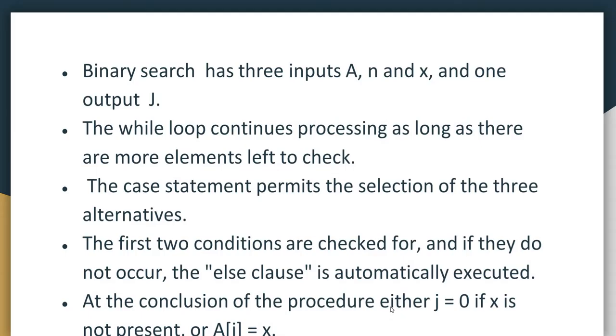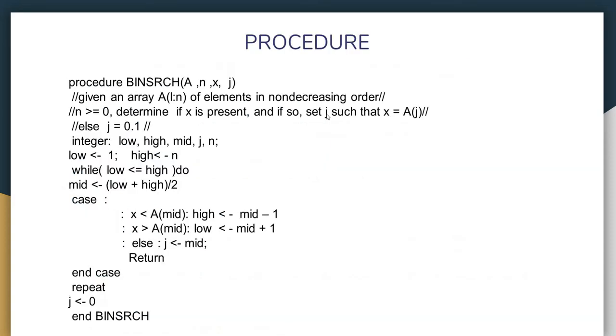problem. Binary search has three inputs A, N and X and one output J. Here A is the array name, N is the number of elements in the list and X is the search value, that is the key value. The while loop continues processing as long as there are more elements left to check. The case statement permits the selection of the three alternatives. The first two conditions are checked for, and if they do not occur, the else clause is automatically executed. At the conclusion of the procedure, either j equals 0 if x is not present, or A of j equals x if x is present in the list.